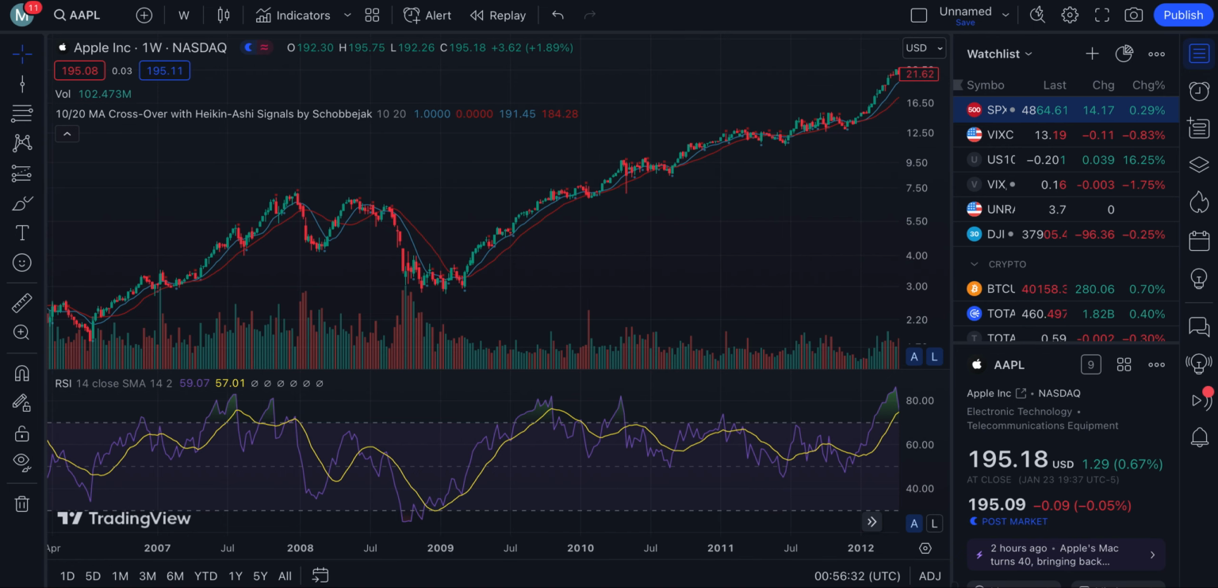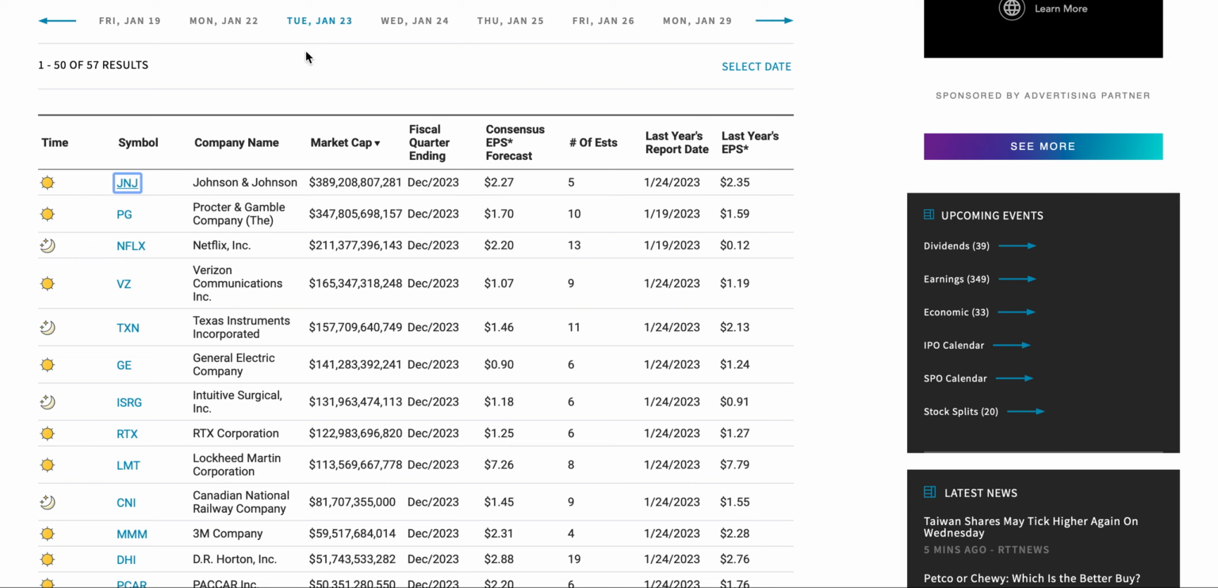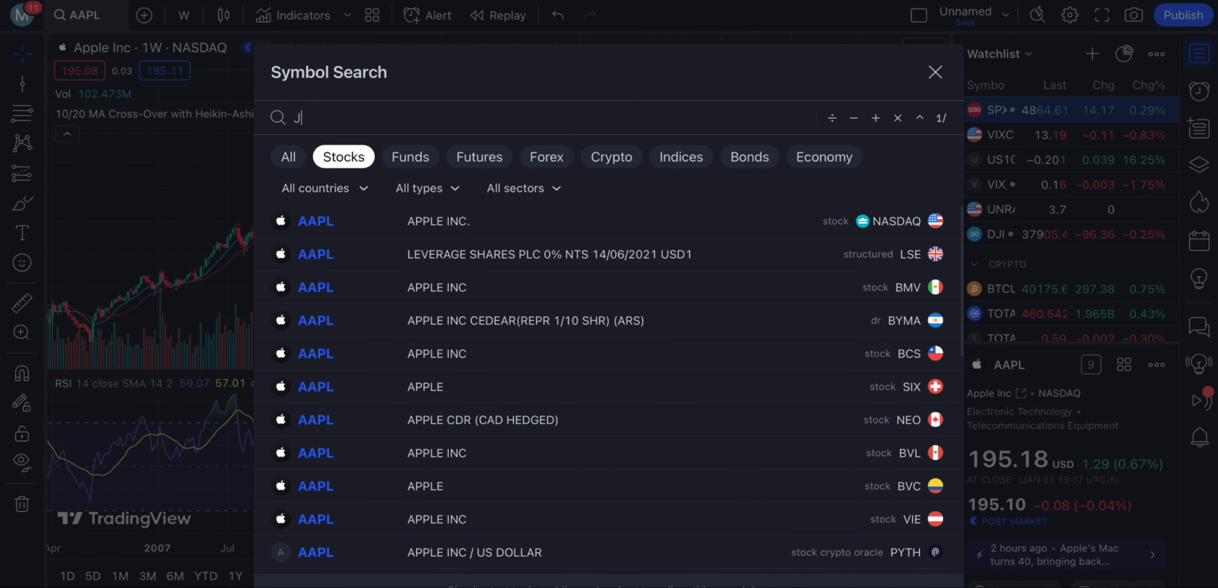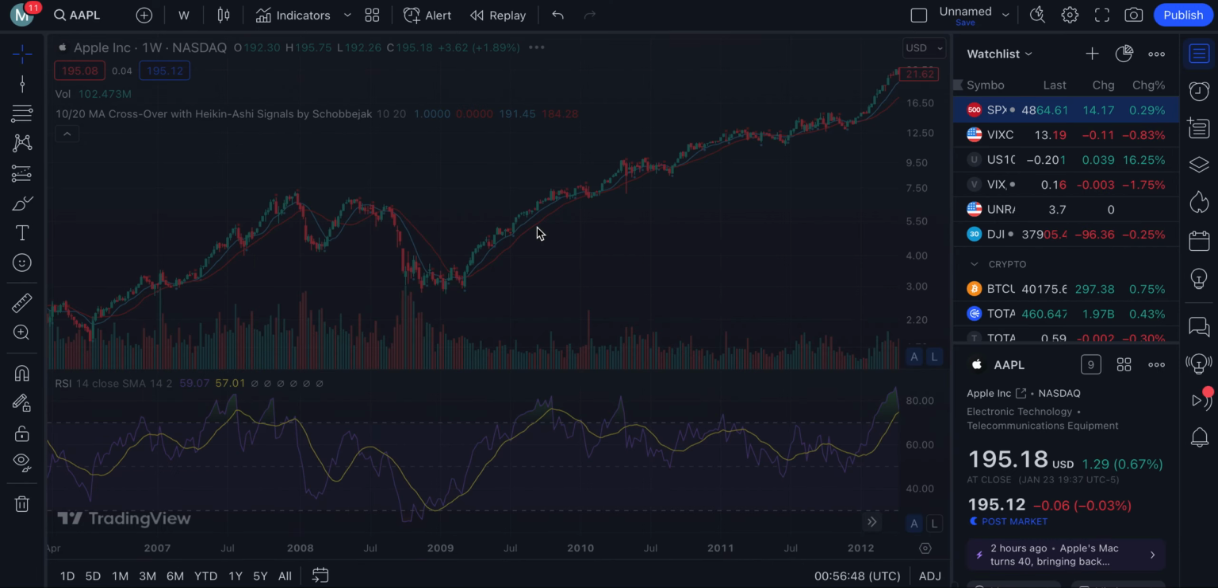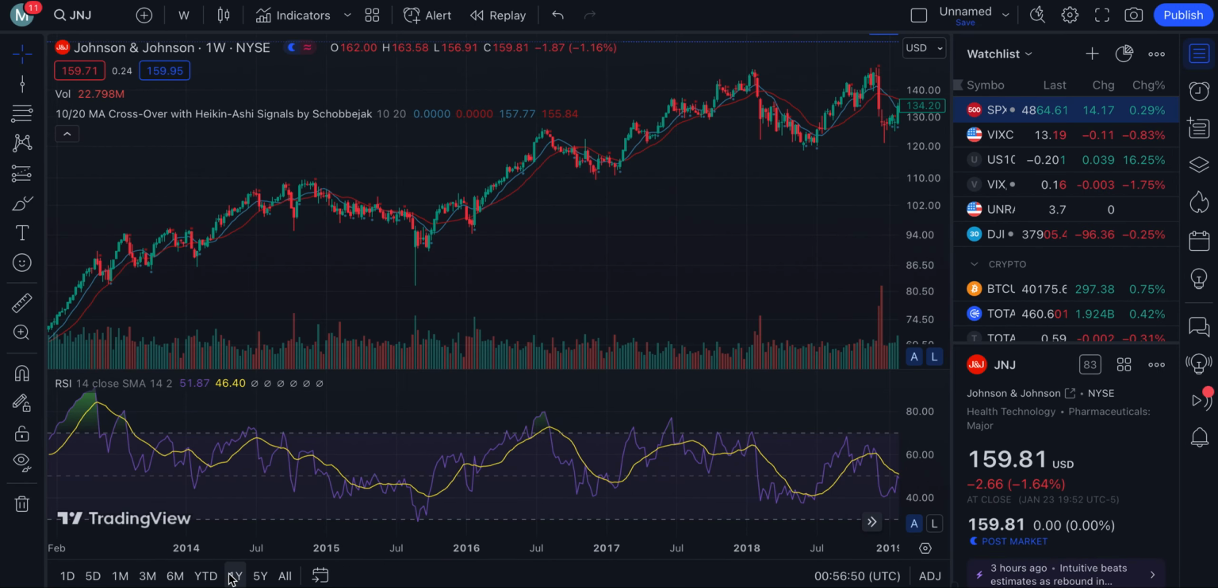Let's take a quick look at earnings. So here, I'm just on NASDAQ.com, and we have some important earnings this week. I want to take a look at some of the larger market cap stocks. So we have Johnson & Johnson, J&J. Let's take a look at what that is doing. Do some quick technical analysis.